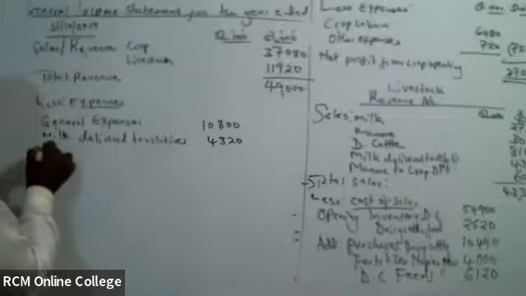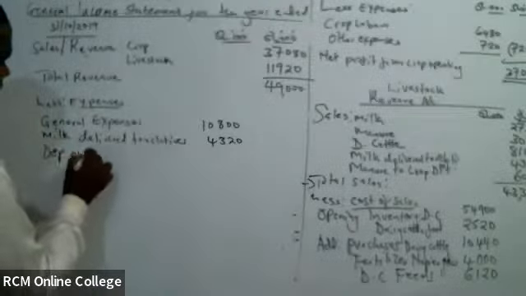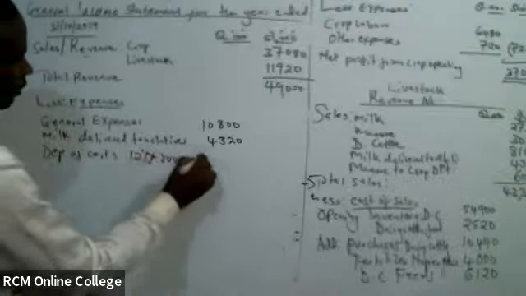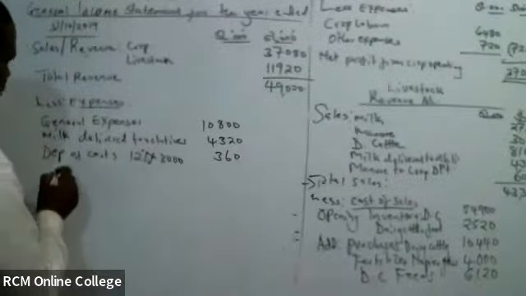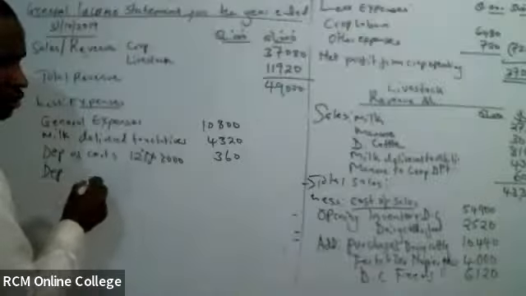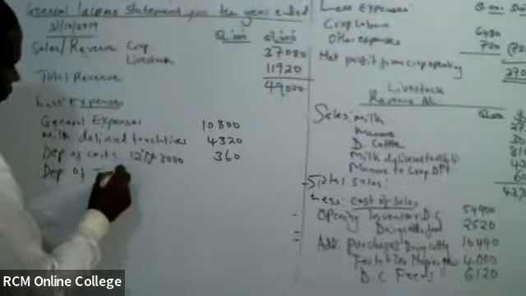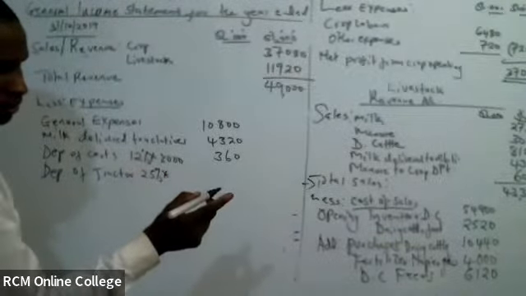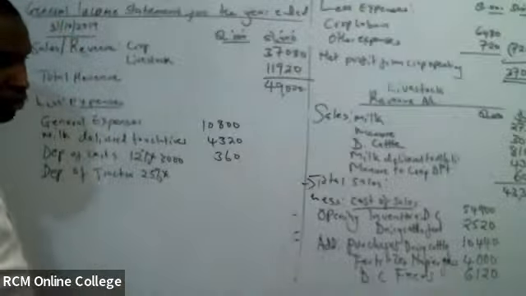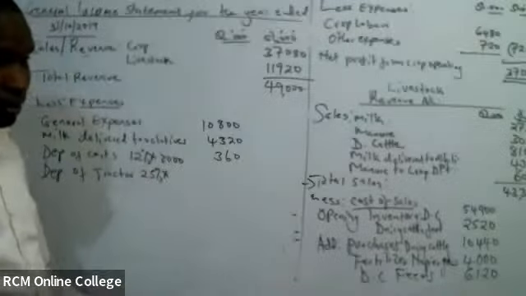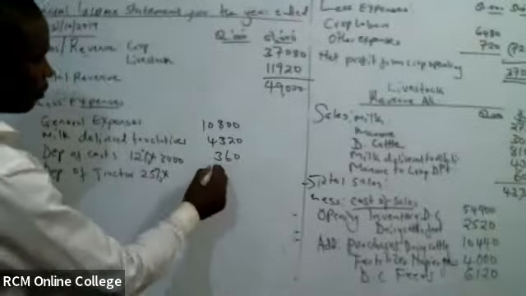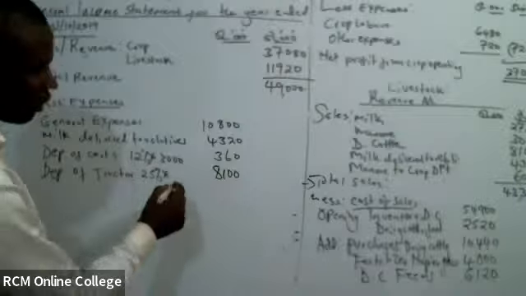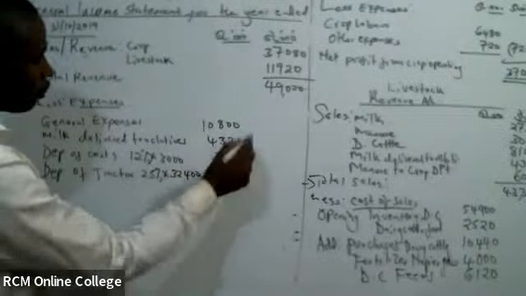4320. Depreciation pia zinakuja hapa. Depreciation of cat ilikuwa 12% of 3,000 to give us 360. Depreciation ya motor vehicle. Was it? No, it was tractor. How much was it? 25% of how much? We had it somewhere. Value ilikuwa ngapi? So ilikuwa 34 something. That is 2,400. So hiyo ndio depreciation.